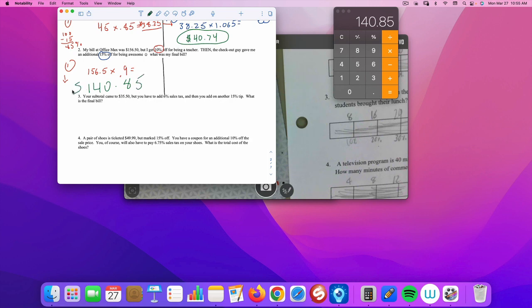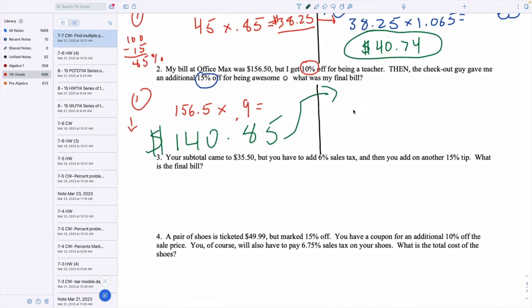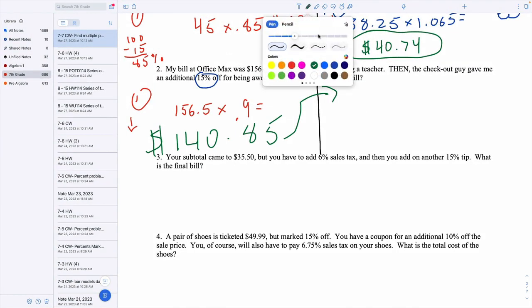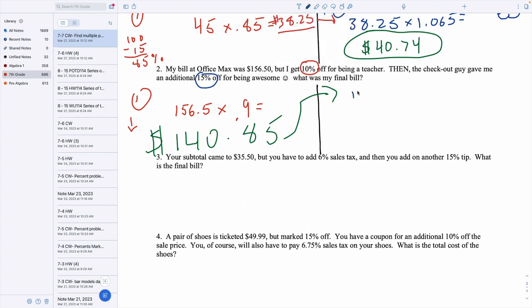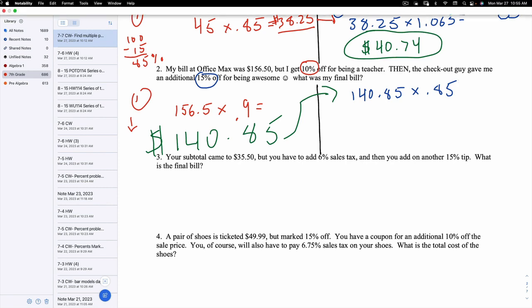Okay, take this amount and move it over. 140.85. Daniel, what's my second step? 15% off is step number 2, so multiply it by 0.85. Daniel.